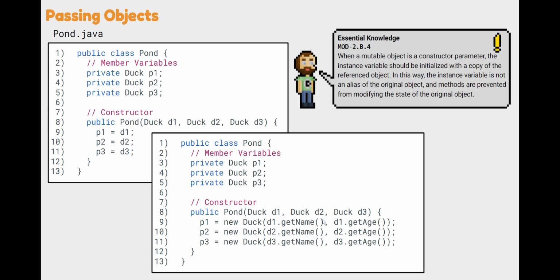That means we should call the getter methods for those instance variables of the duck and just create a brand new duck that has the same name and the same age. And that way, the duck in the main class is different than the duck in the pond. This aligns with our essential knowledge. When a mutable object is a constructor parameter, the instance variable should be initialized with a copy of the referenced object. In this way, the instance variable is not an alias of the original object, and the methods are prevented from modifying the state of the original object.